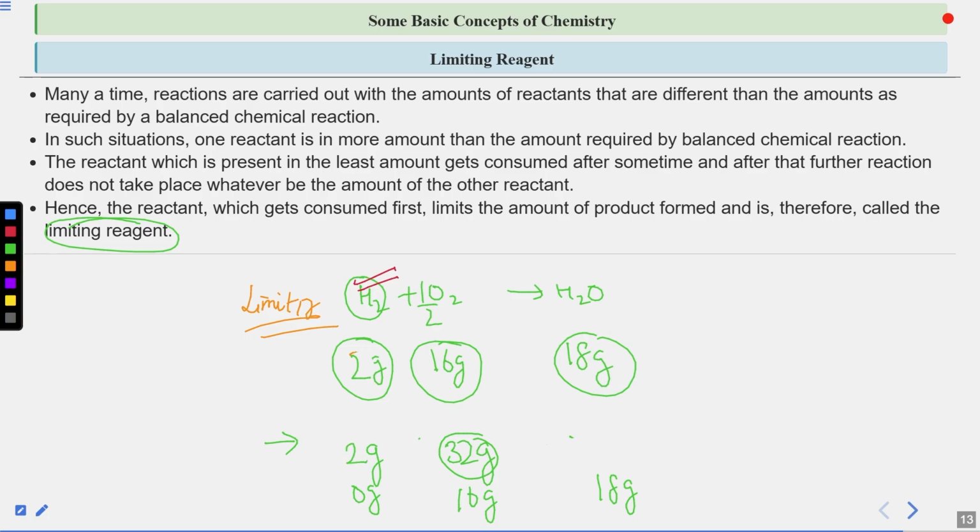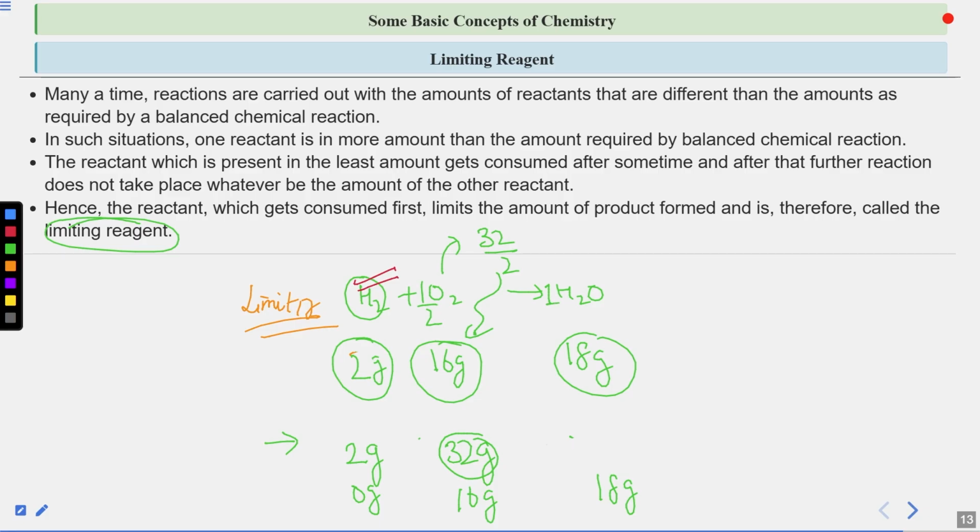Now, next, if 1 mole of hydrogen is reacting with half a mole of O2, we can say that 2 grams of hydrogen is reacting with 16 grams of oxygen, because O2 has a molar mass of 32, but since half a mole is reacting, 32 by 2 gives you 16. Now, if this reacts completely, it will give you 18 grams of water, because 1 mole of water is formed according to this equation.